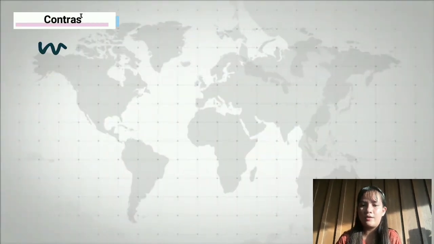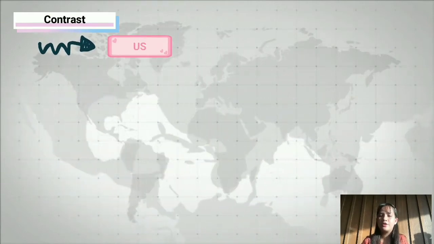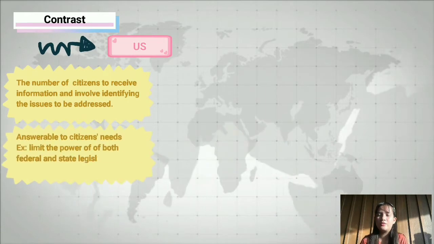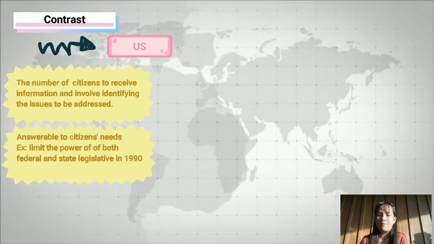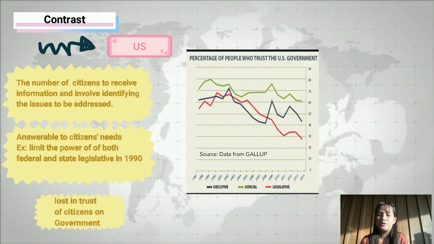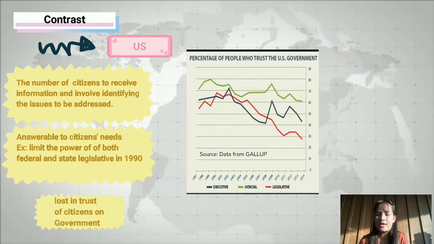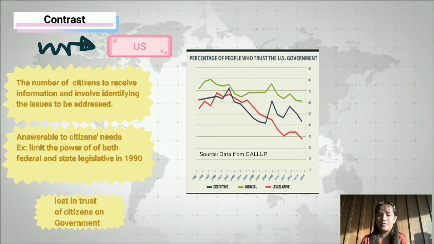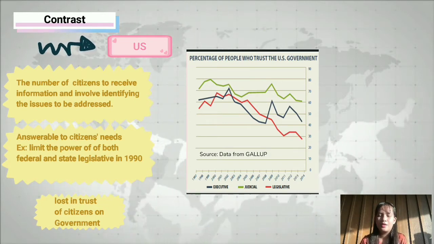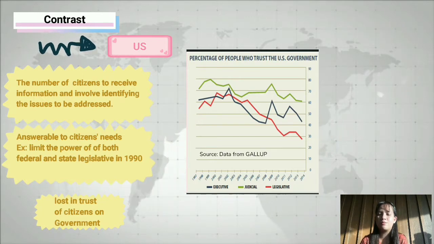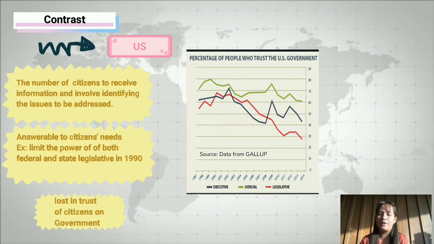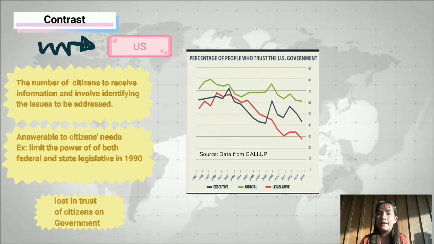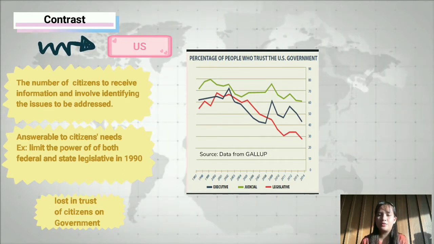Now let's look at the contrast of government accountability in the United States. We can measure government accountability through the number of citizens who receive information that they use to make judgments about government performance and get involved to address any issue. In the United States, the majority of legislative bodies have high transparency, and at the state level, information technology makes it possible for citizens to follow legislation, from the introduction of proposed bills to votes. And the government is answerable to citizens' needs and involved in identifying problems.